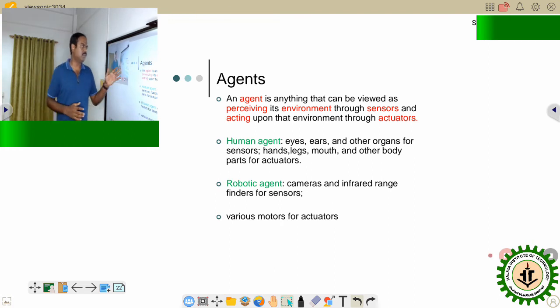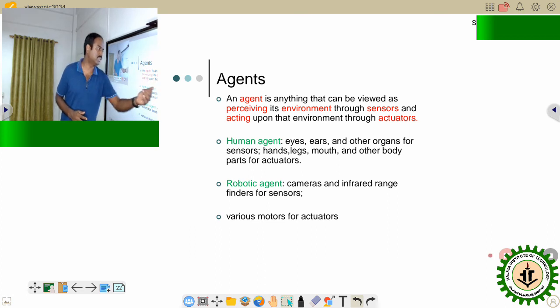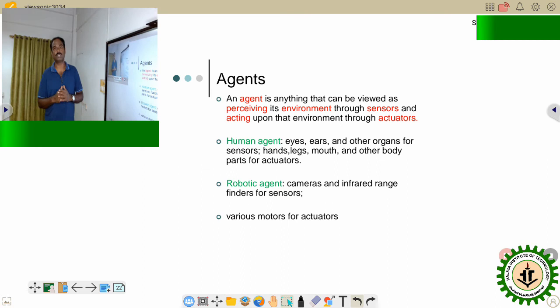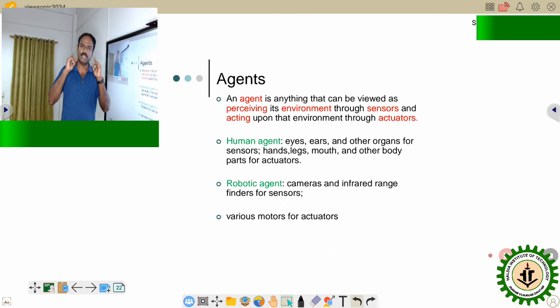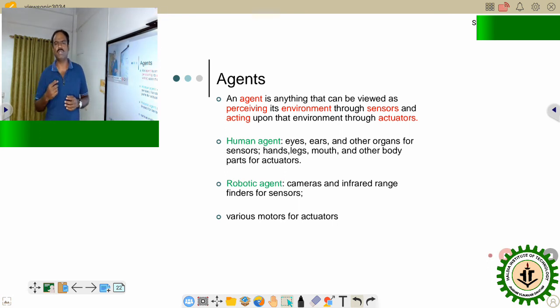An agent is anything that can be viewed as perceiving its environment through sensors and acting upon the environment through actuators. Now what is a sensor? We human beings have sensors like ears, eyes, nose, mouth. These are our sensors by which we get input from the outside world. We see whatever is there with our eyes, and other body parts get data from the environment, and we act accordingly. So human agents are there and robotic agents are there.